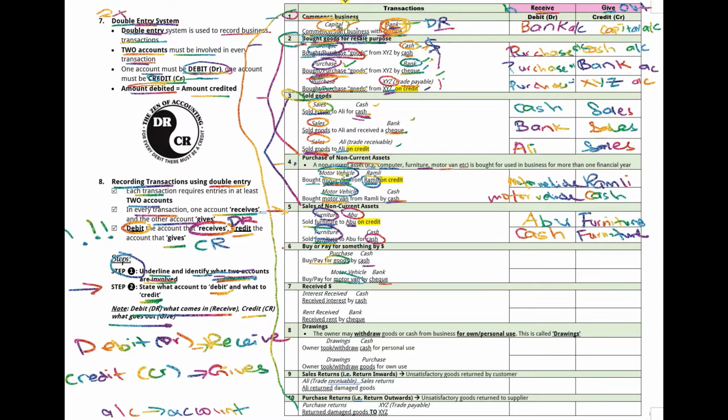When you buy a motor van, okay? Or when you pay for rent, okay? Anything that you buy, you pay, the money goes out. So the money, cash goes out, and bank out, okay? The money goes out. So purchase, the other account will be here in, okay? So you buy a motor vehicle, it comes in, and your money goes out.